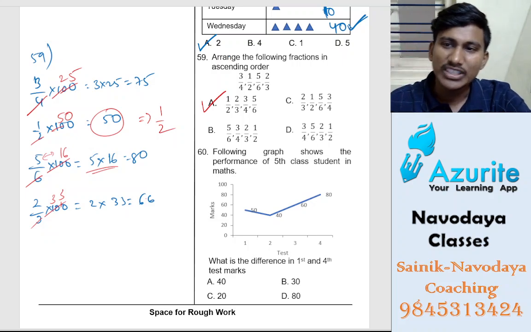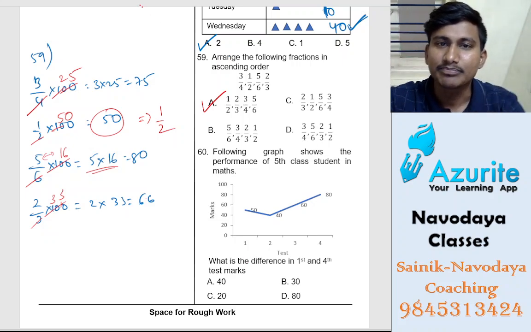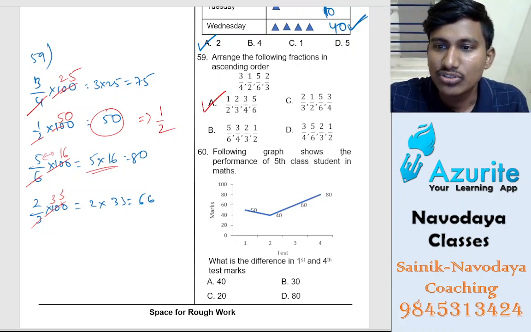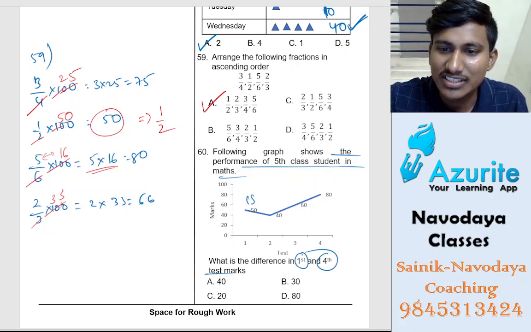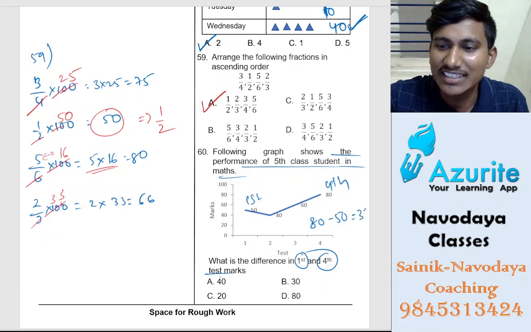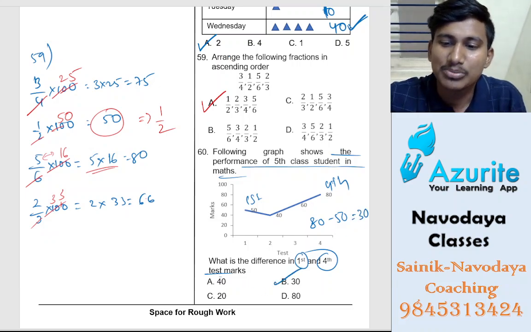So see here students, next 60 question. What is the question here? Which of the following graphs shows the performance of the students? What is the difference between the first and fourth test? This is the first test, this is the fourth test. Difference means subtract, so 80 minus 50. 30 is the answer. Option B.